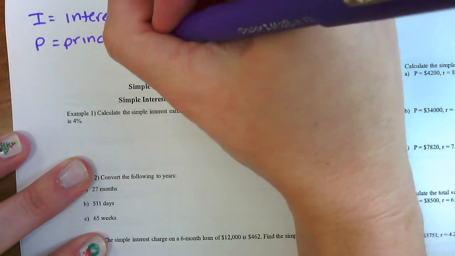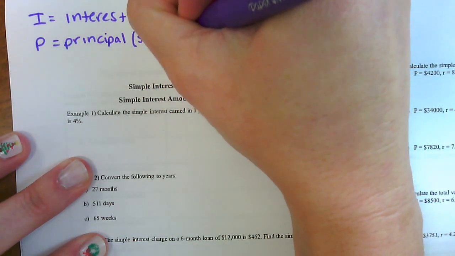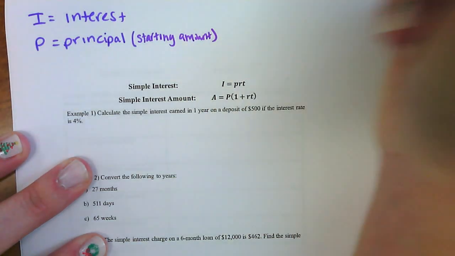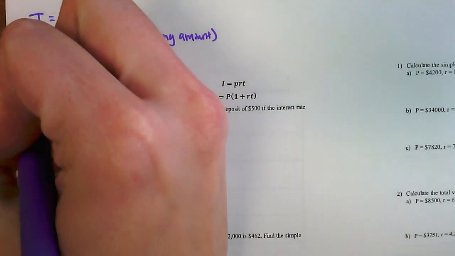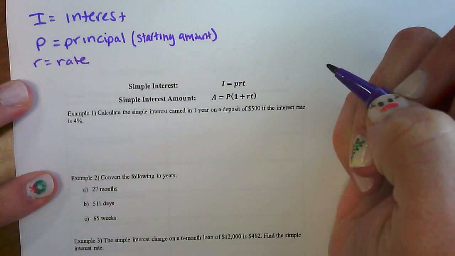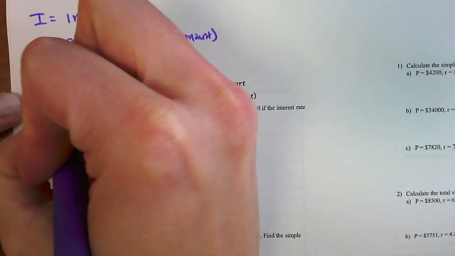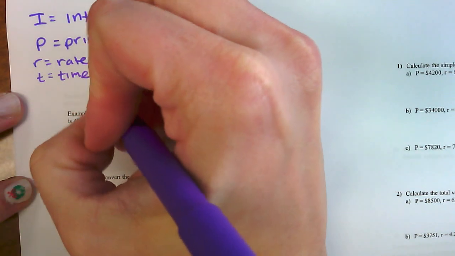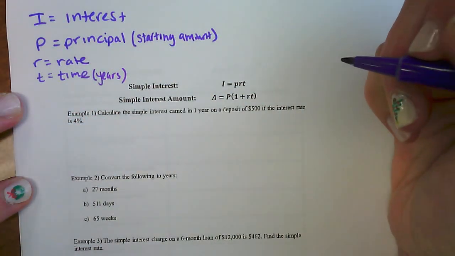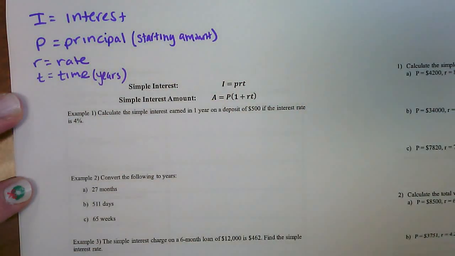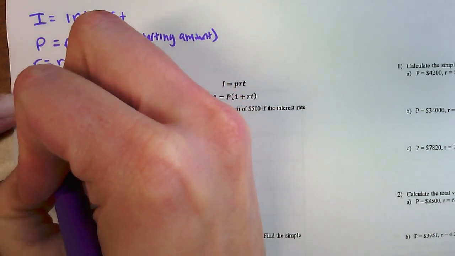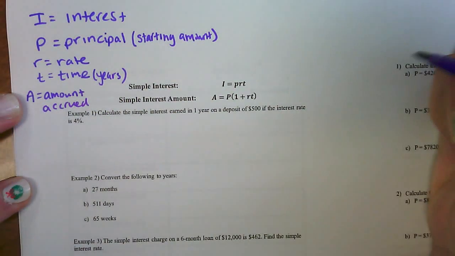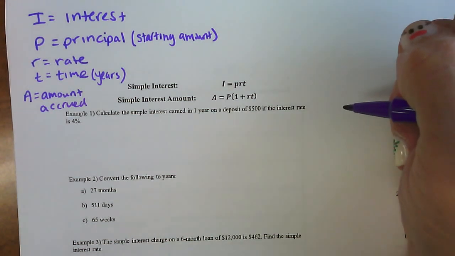For the principal, that's like your amount you deposit or start with in the account, or like what value it has at the beginning. Okay. Your R is for rate, just like rate's been for in our exponential functions, and your T is for time. Okay, and that's going to be in years. The A, this one, is like the amount in the account. And we're going to say amount accrued, which just means like what's in the account after we've earned the interest.